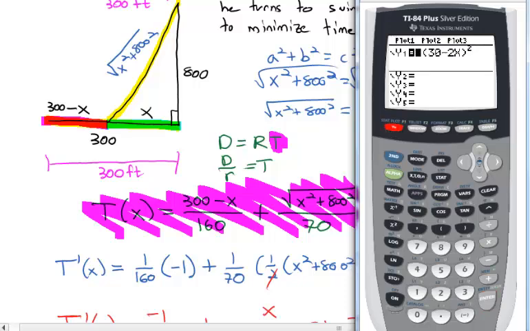Y equals, clear out the old function, parentheses around the numerator, 300 minus x, close the parentheses, over 160, plus the square root of x squared plus 800 squared. Get out of the square root. That either involves closing the parentheses or scrolling out, depending on the type of calculator you have. Divided by 70.